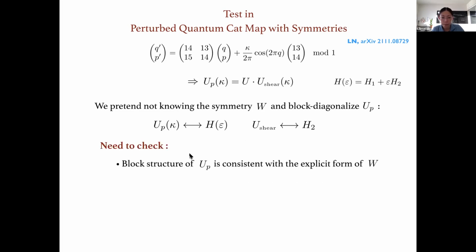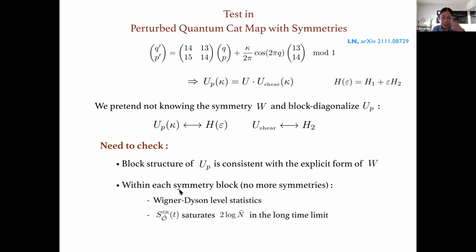One is, if we follow the numerical procedure, the time evolution operator can be numerically block diagonalized, and if the block structure is consistent with what we know explicitly about the symmetry, the shift of momentum. So we basically pretend not knowing the symmetry and we just follow the numerical procedure, and we want to check consistency with the explicit form of the momentum.